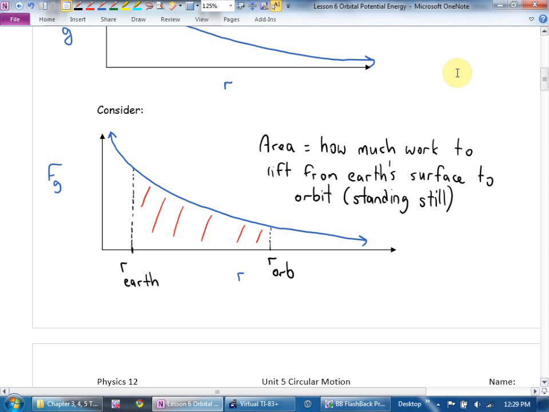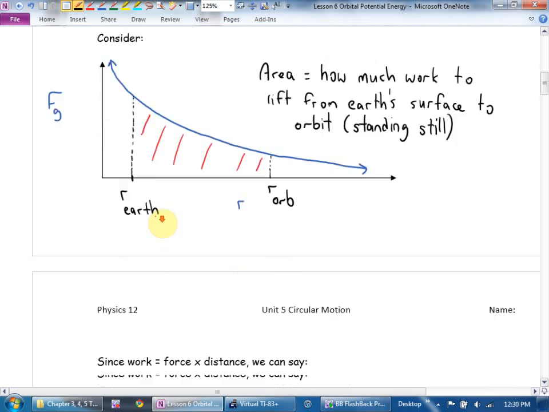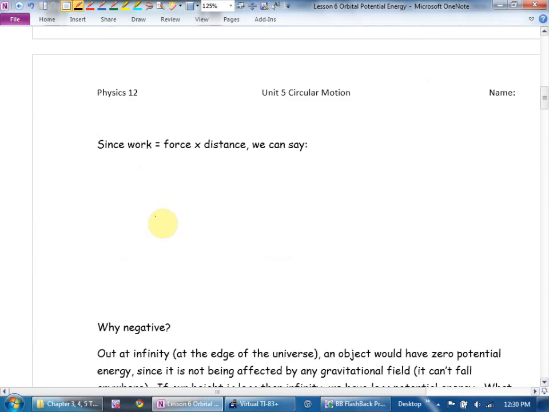Here's our problem. We don't have an equation for finding the area under a curve. Calculus was invented to do that, and those who are in calculus, when you start doing something called integration, you'll learn shortcuts for doing it. But right now, we're going to have to cheat. So, work equals force times distance. Work equals which force? Big G, big M, little m over R squared.